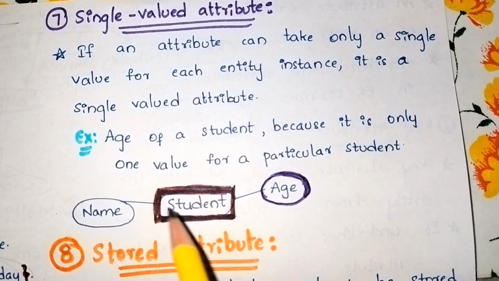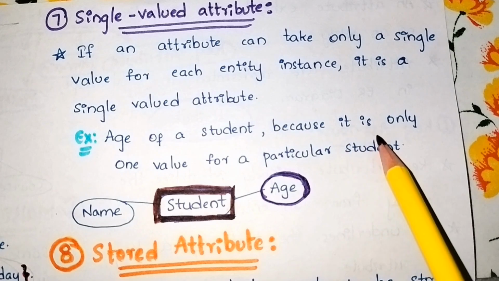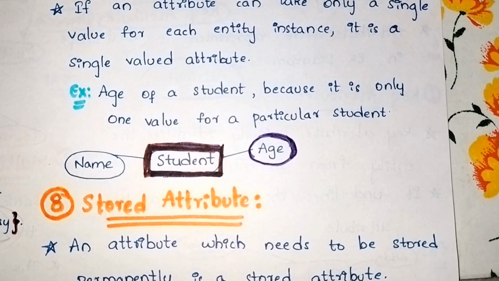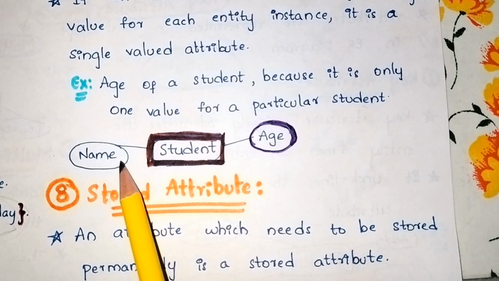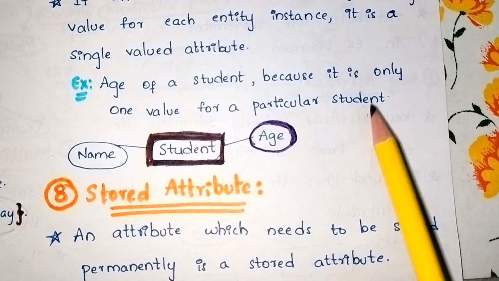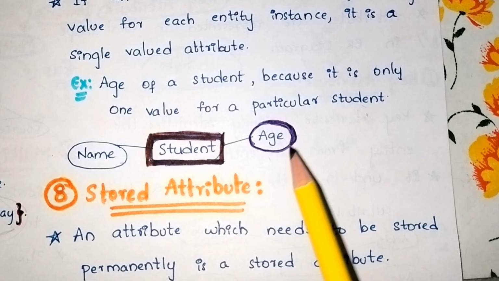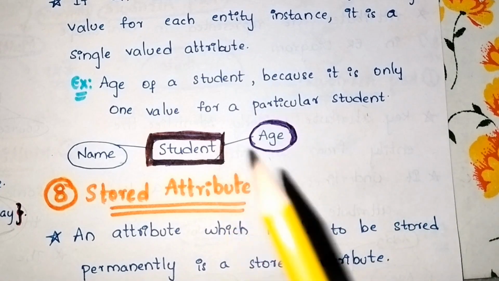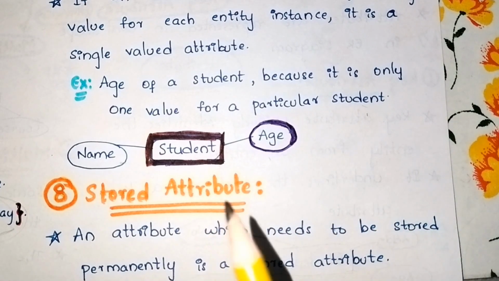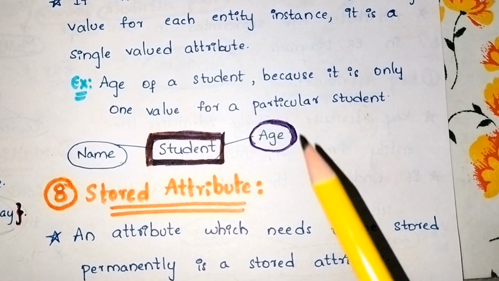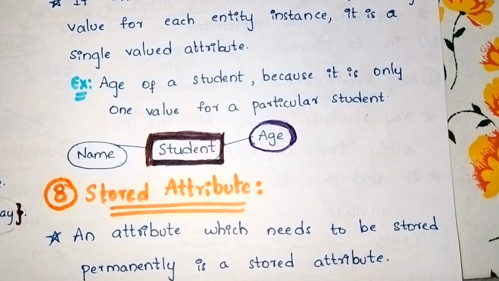Okay, here in the example, as we can see, age of a student is a single valued attribute because it is only one value for a particular student. So age can be defined only once for a particular student. You can't have age 20 as well as 21 in the same year, no. So you can define age as a unique factor.